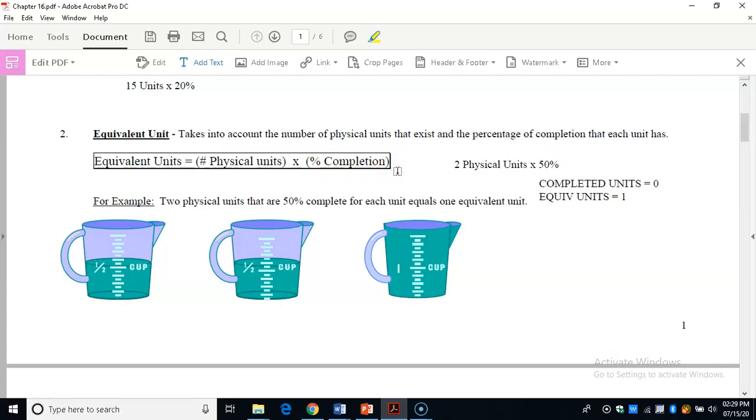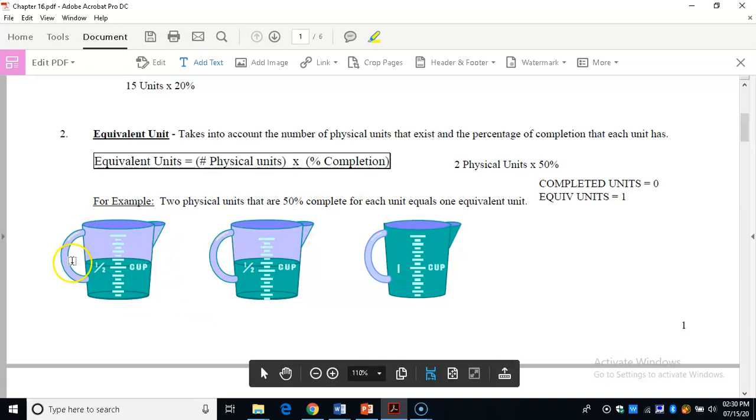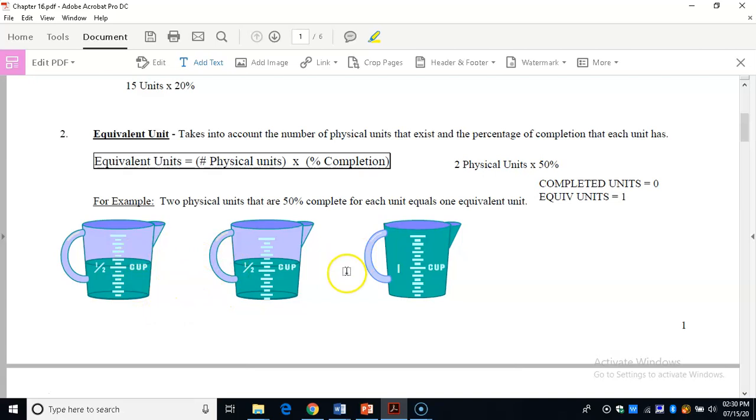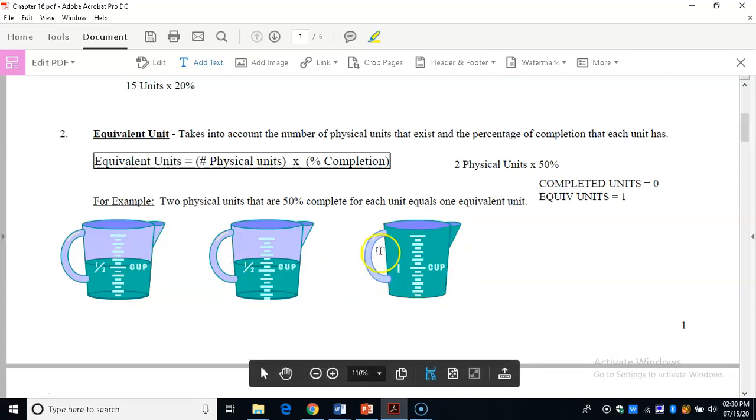Another example, let's say I have 4 physical units, and each one is 50% complete. How many completed units do I have? 0. If I have 4 physical units and each one is only 50% complete, I actually have no completed units. But how many equivalent units would I have? The answer is 2. So you can see, again, in this chart here, we have 2 physical units. Each one is 50% complete. So that's equivalent. That means we have 1 equivalent unit.